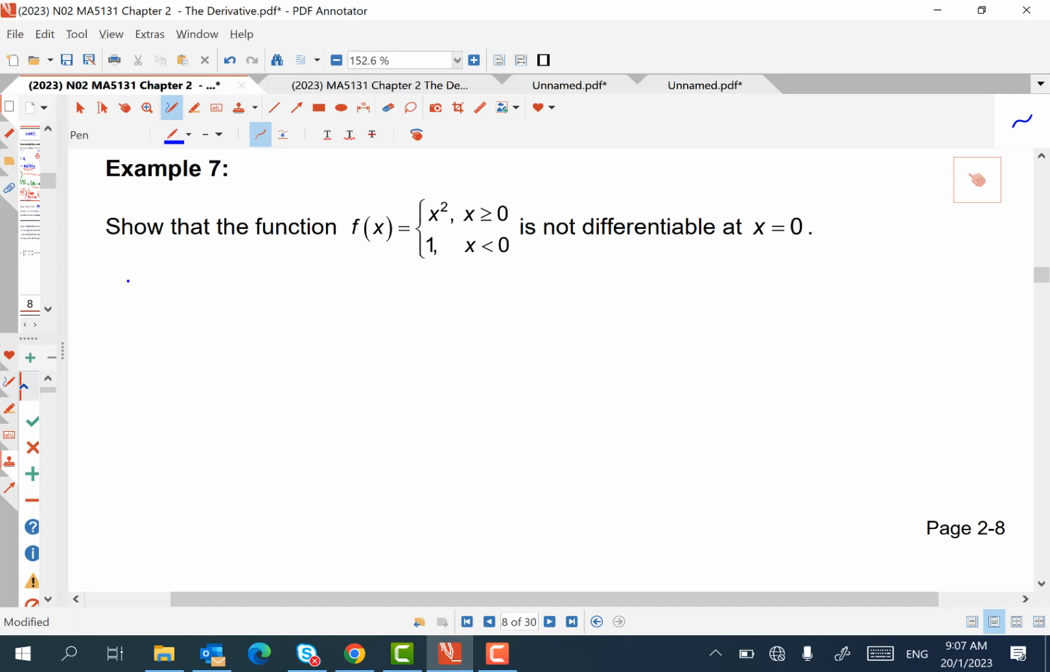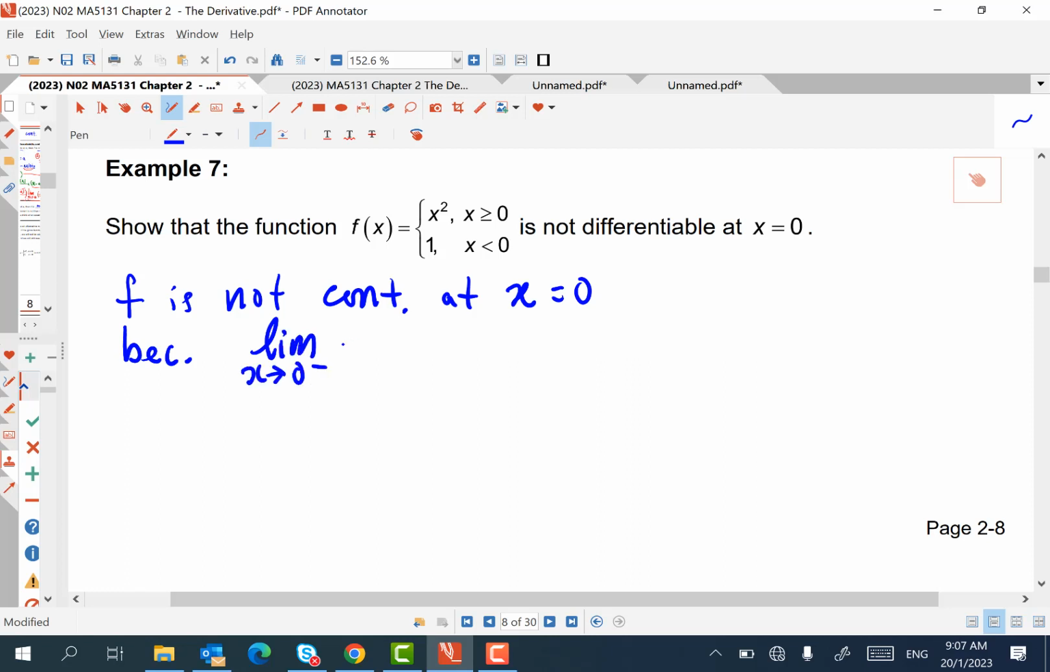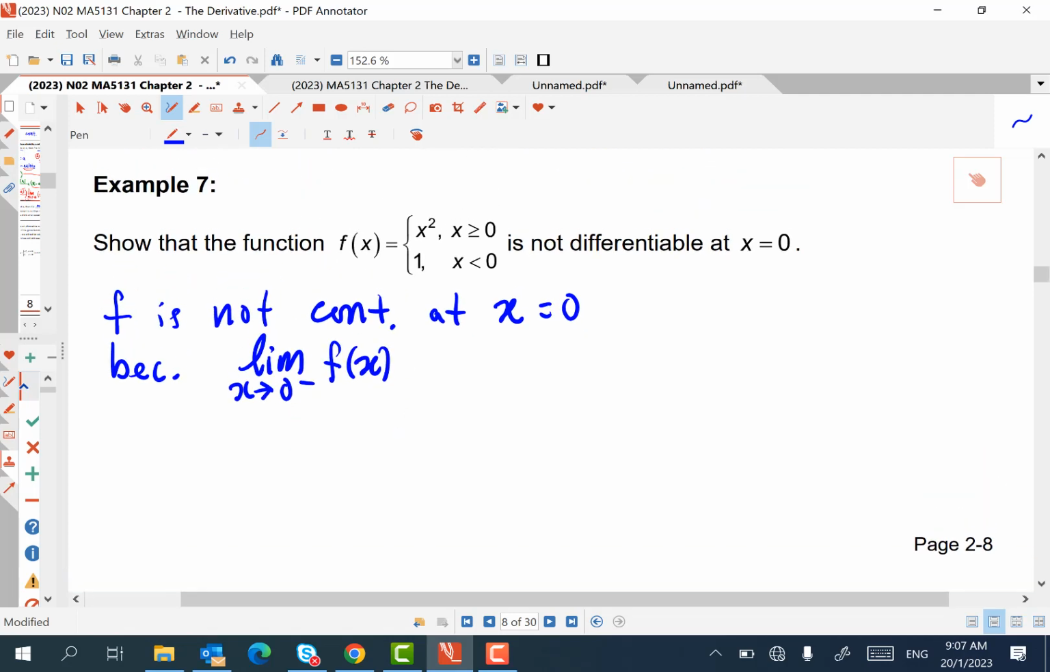It's not continuous at zero, because the left and right hand limits are different. I'm just jotting down what you say. It's not equal. What's the left limit equal to? So that limit equals 1.